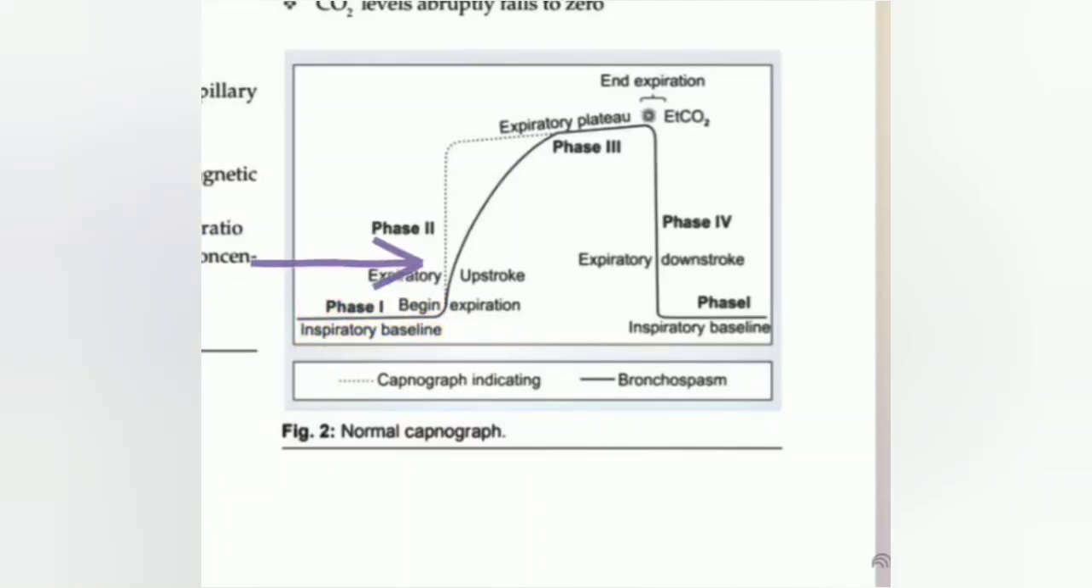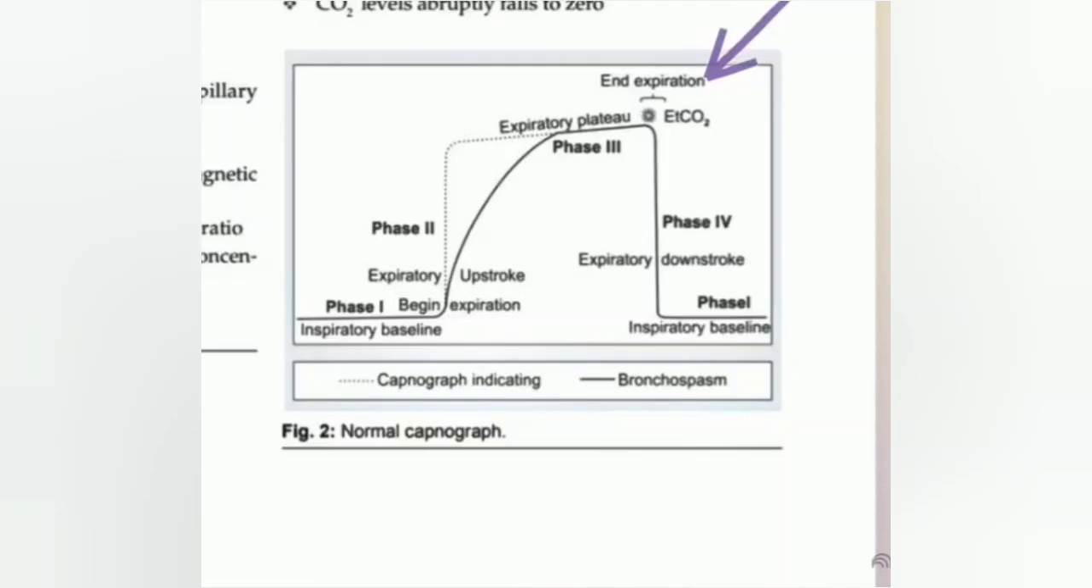Phase 2 is the expiratory upstroke. This rapid S-shaped upswing represents the transition gas emptying from the anatomical dead space. Phase 3 is the plateau phase. This nearly flat plateau represents the CO2-rich gas emptying steadily directly from the alveoli.